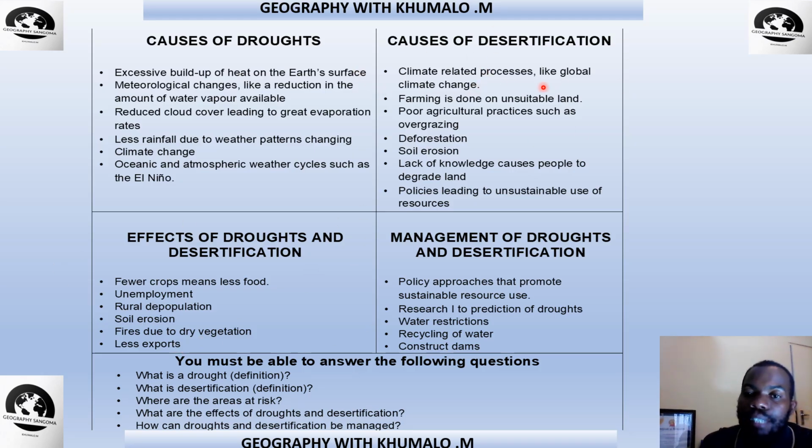Climate related processes like global warming and climate change. Farming done on unsuitable land. Poor agricultural practice such as overgrazing, deforestation, soil erosion, lack of knowledge that causes people to degrade land, and policies leading to unsustainable use of resources lead to desertification. Now, what are the impacts? How are they going to affect us?